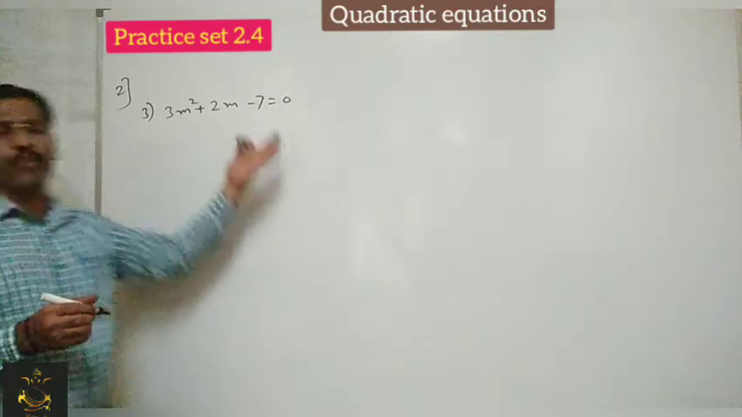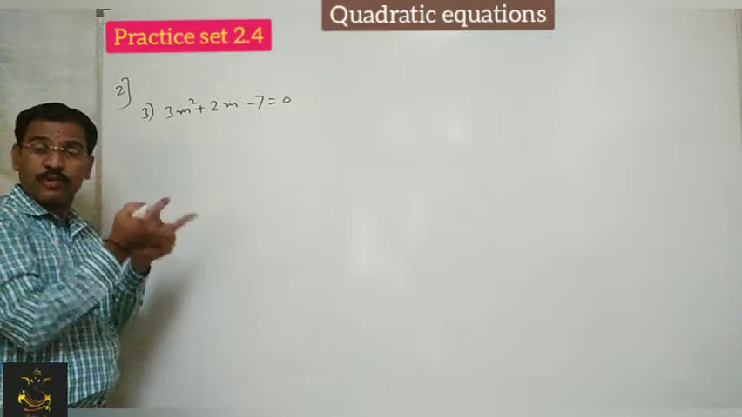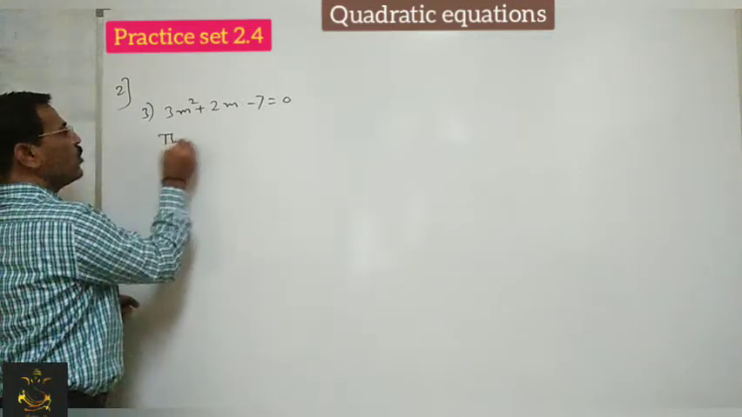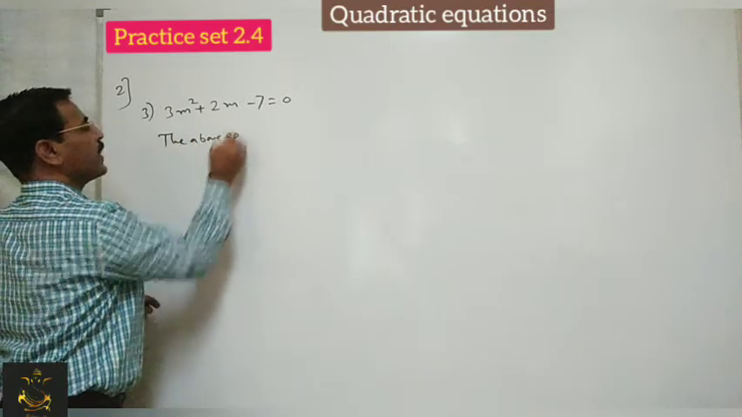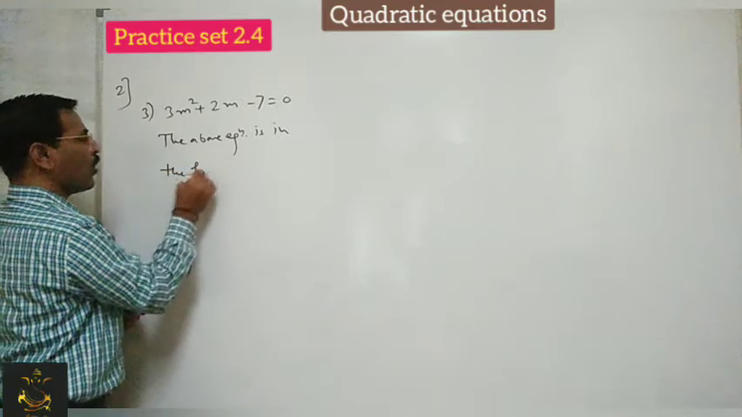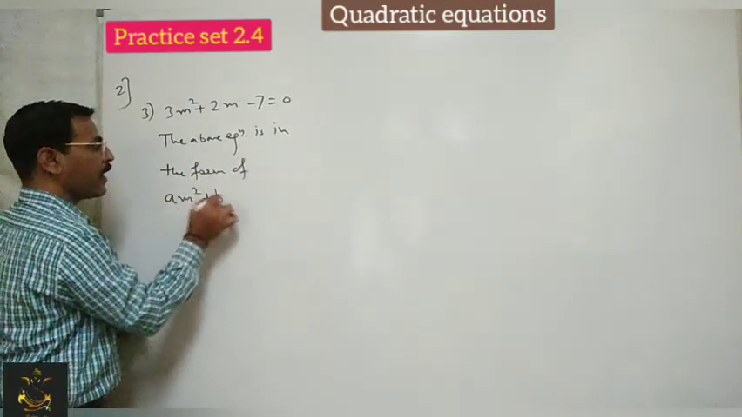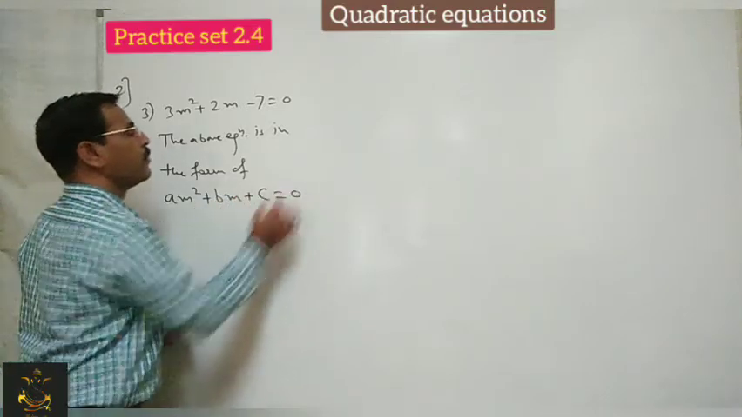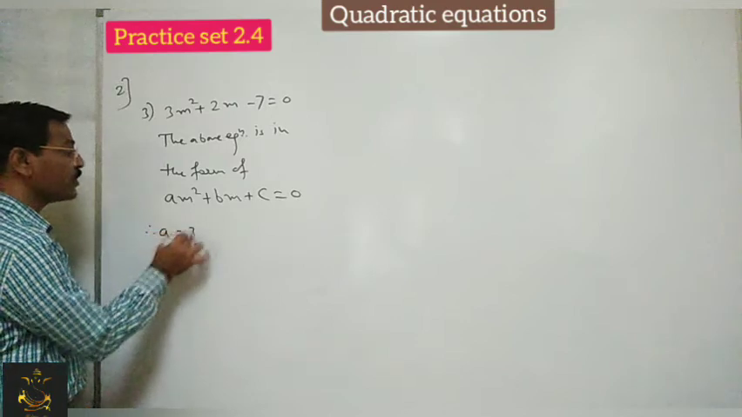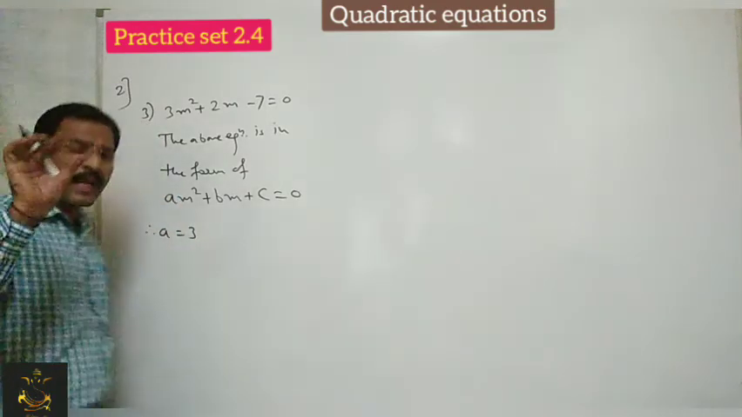Again it is in neat form, but the variable is what? m is there. Is it in neat form? Look here. First always give concentration. Right now, the above equation is in the form of am square plus bm plus c equal to 0. Tell me, a is which? It is 3 here, not always 1. So give concentration.